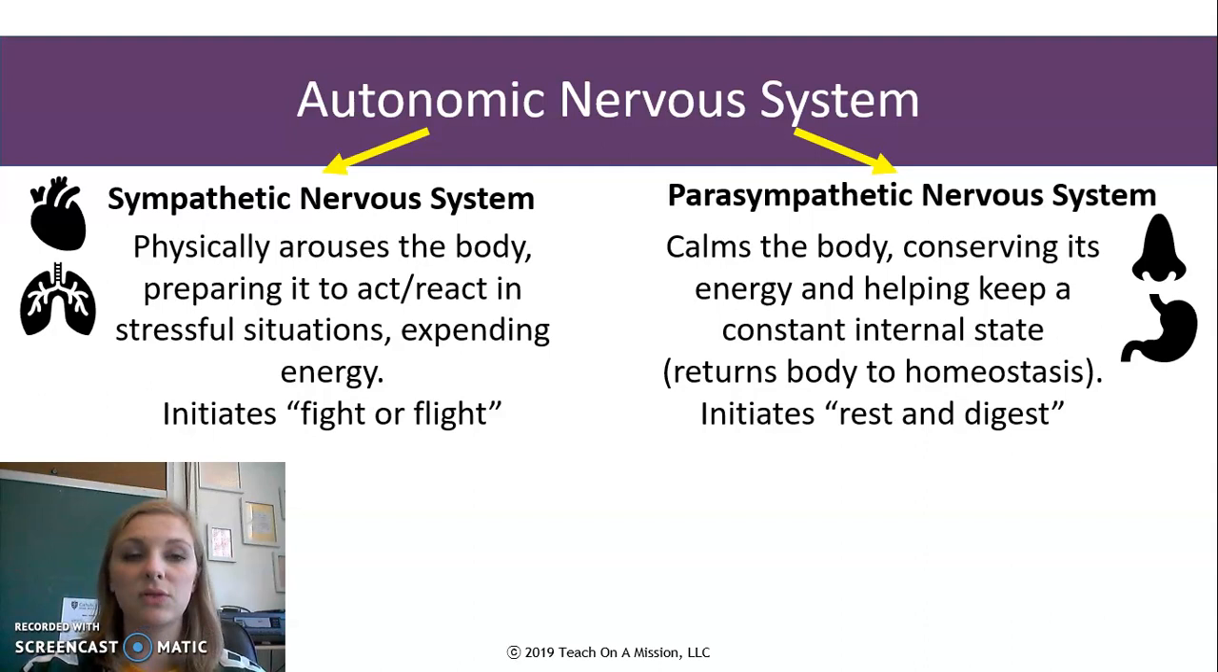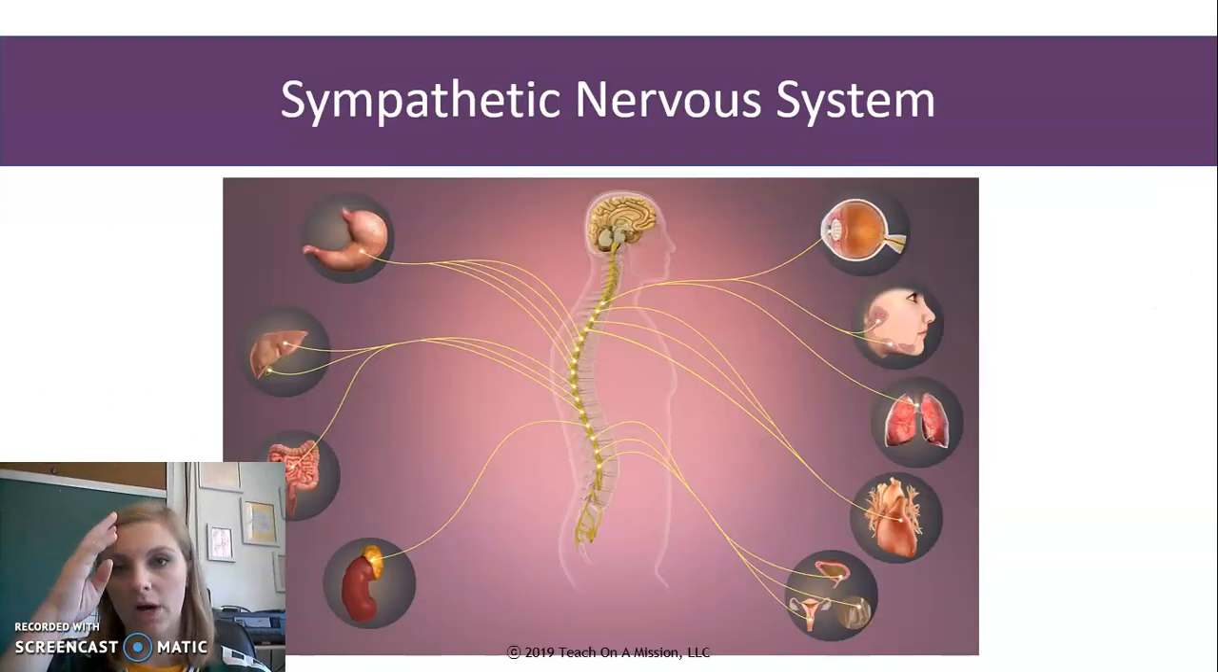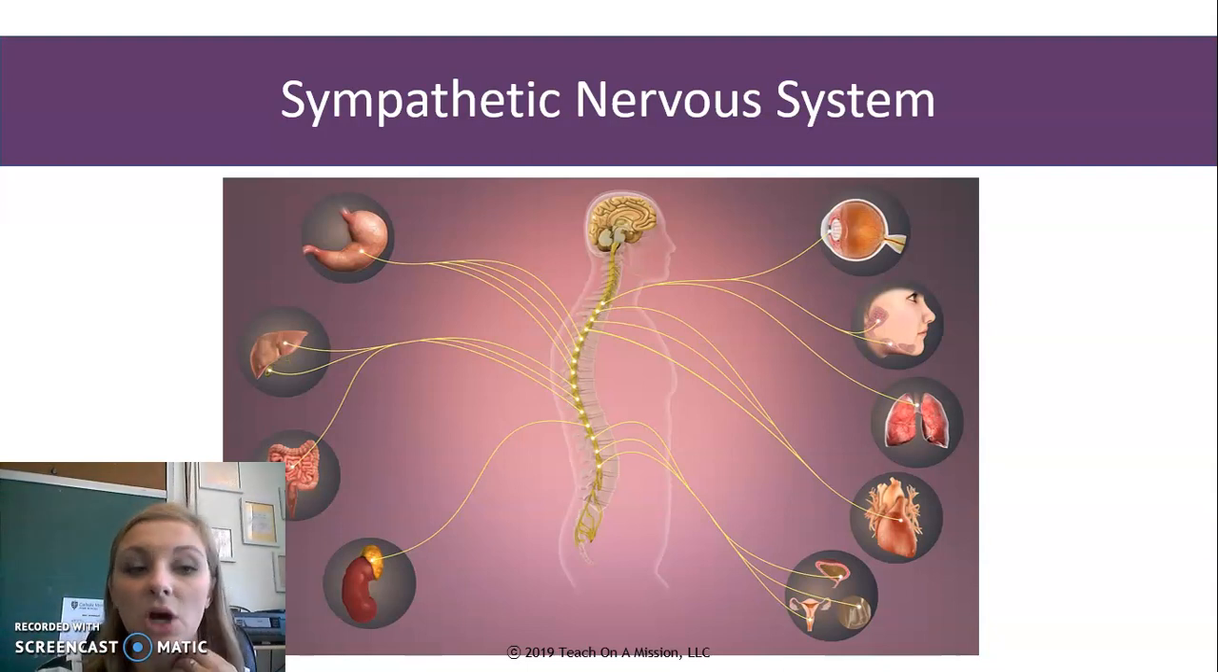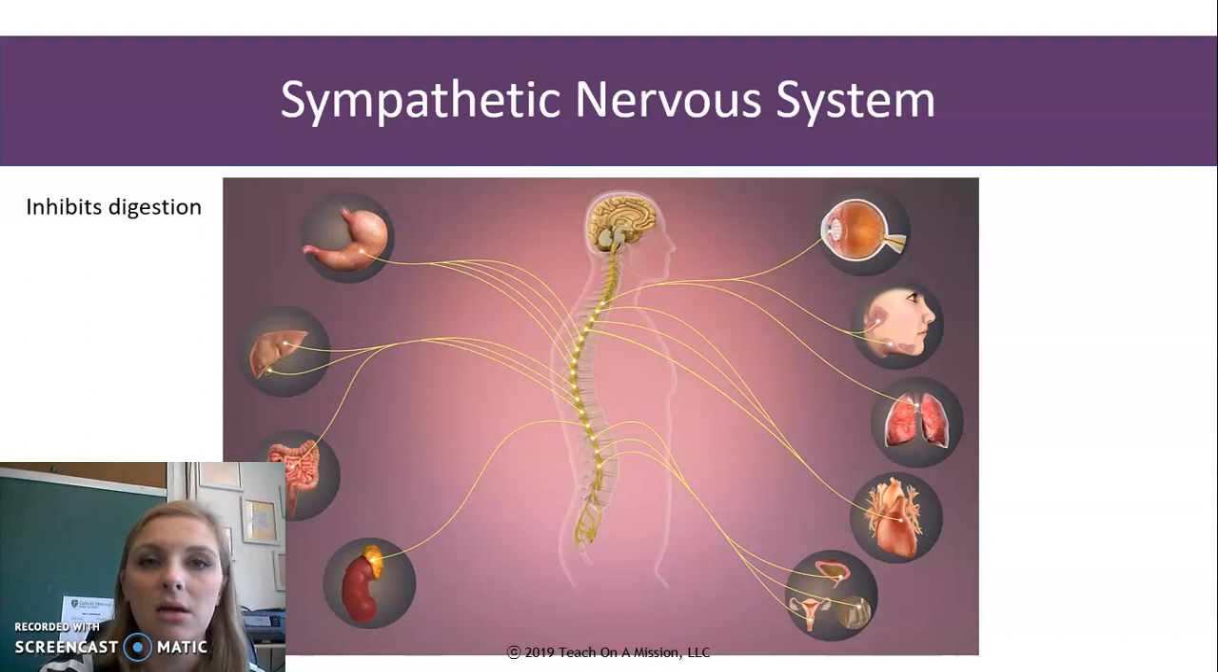Okay, so let's look at what is actually happening in the body. We talked about a few examples, but let's talk about them again. So the sympathetic nervous system, remember, is preparing us. It's arousing us for that fight or flight, and it is gearing our body up to do something. And so the things that are happening, our digestion is inhibited. So we stop digesting food.